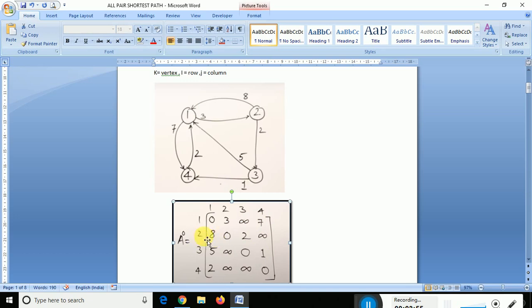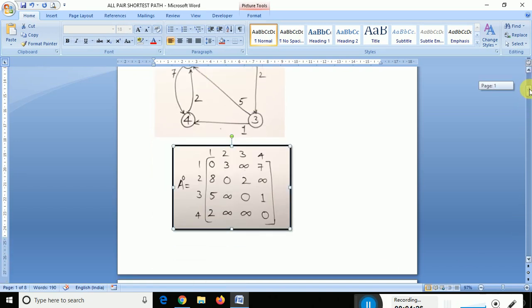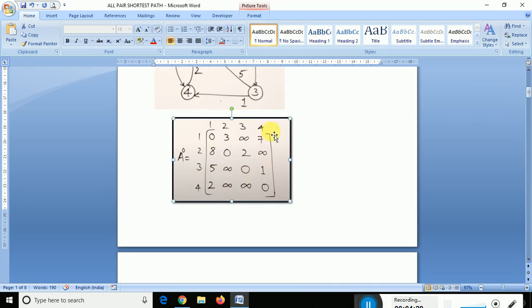Same thing, 2 to 1. Where is 2 to 1? 2 to 1 is 8. So I have written here 8. 2 to 2 is 0. 2 to 3 is what? 2 to 3 is 2. Here it is 2. And 2 to 4, there is no edge connected directly. That's why I have given infinity. Next is 3 to 1. 3 to 1 is 5. See, same like that I have given everything. So this is what we got, the matrix based on this graph.